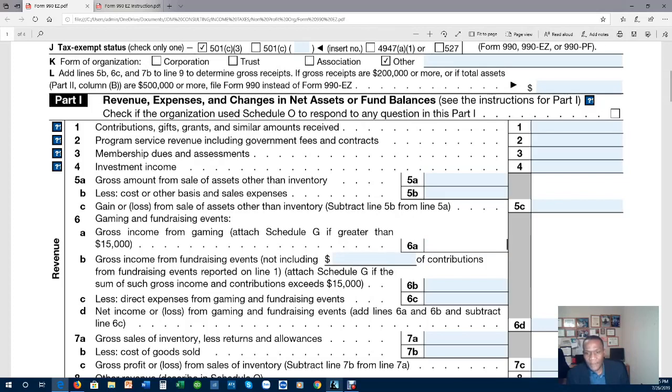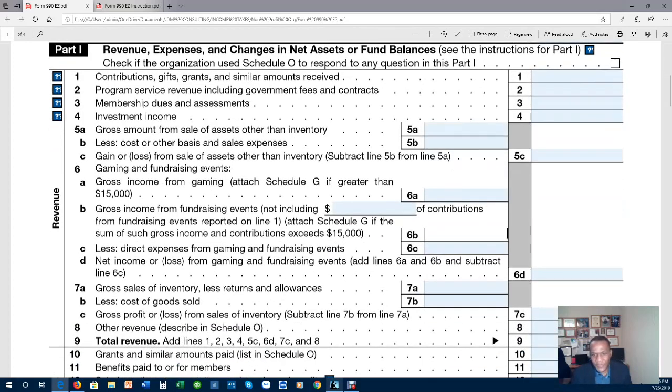Okay, gross income from fundraising events not included in contributions from fundraising events reported on line 1. If any funds that you receive, gross income from fundraising, are not reported on line 1, you would enter them here, not including contributions from fundraising events reported on line 1. Attach Schedule G to show the amount, basically, if the sum of such gross income and contributions exceeds $15,000. Okay.